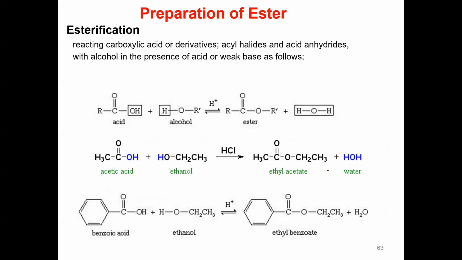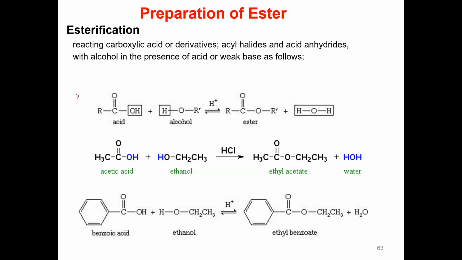Okay, so preparation of ester tak lain tak bukan to prepare an ester is reaction between carboxylic acid or its derivatives such as acyl halide and acid anhydrides with alcohol in the presence of acid or weak base as follows. Maksudnya nak produce an ester, kita boleh gunakan carboxylic acid ataupun kita gunakan acid halide, dia punya derivative react dengan alcohol, then bolehlah produce a ester.